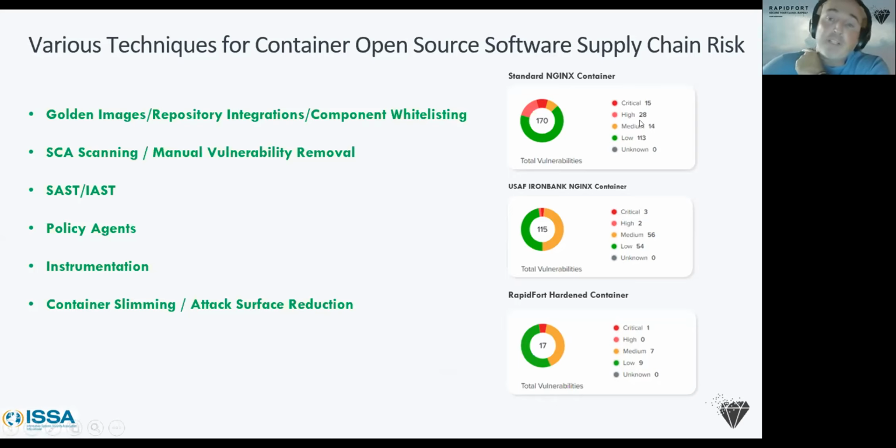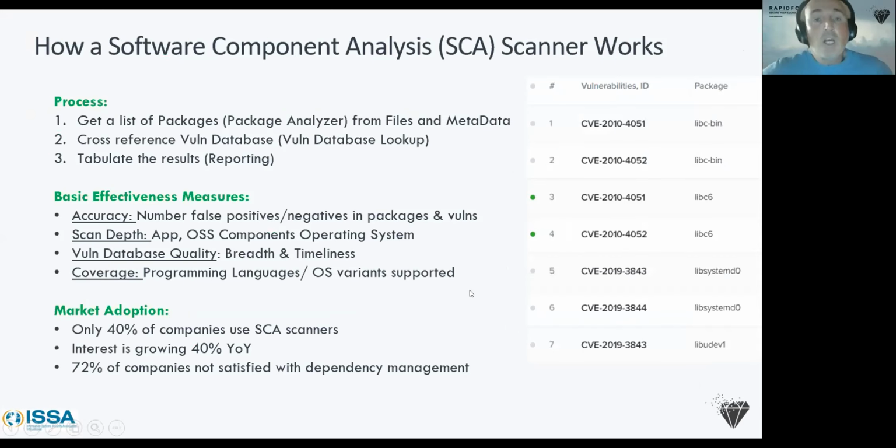But by way of reference, here's a standard Nginx container that you would pull down from Docker Hub. The US Air Force is one of the leading agencies in the Department of Defense, and they have a combination of golden images and SCA scanning, and you can see the vulnerability profile there, and then there are opportunities to dramatically improve upon that.